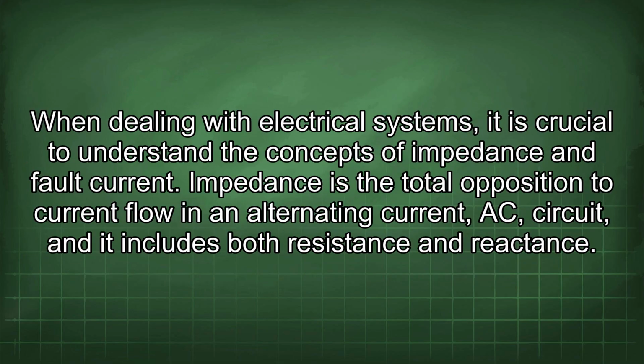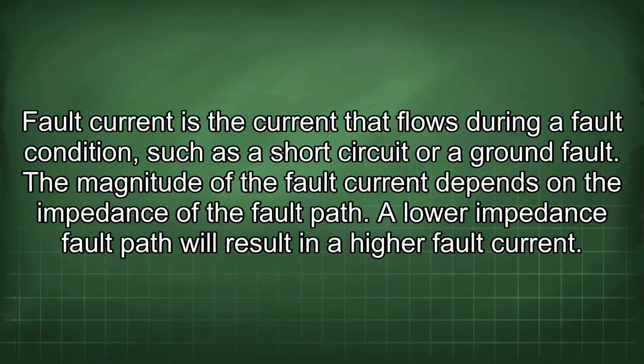When dealing with electrical systems, it is crucial to understand the concepts of impedance and fault current. Impedance is the total opposition to current flow in an alternating current (AC) circuit, and it includes both resistance and reactance. Fault current is the current that flows during a fault condition such as a short circuit or a ground fault. The magnitude of the fault current depends on the impedance of the fault path. A lower impedance fault path will result in a higher fault current.